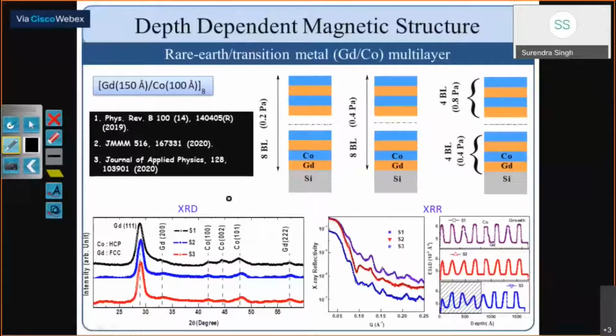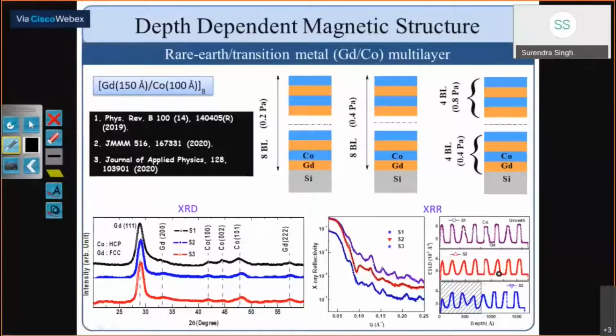As I said, we have done all these characterization techniques like XRD, where we found Gd peaks and cobalt peaks. Then we did X-ray reflectivity. This is S1, the first one, the best one. These 8 bilayers are there. This is for cobalt, and this is for Gd, and this is grown on silicon.